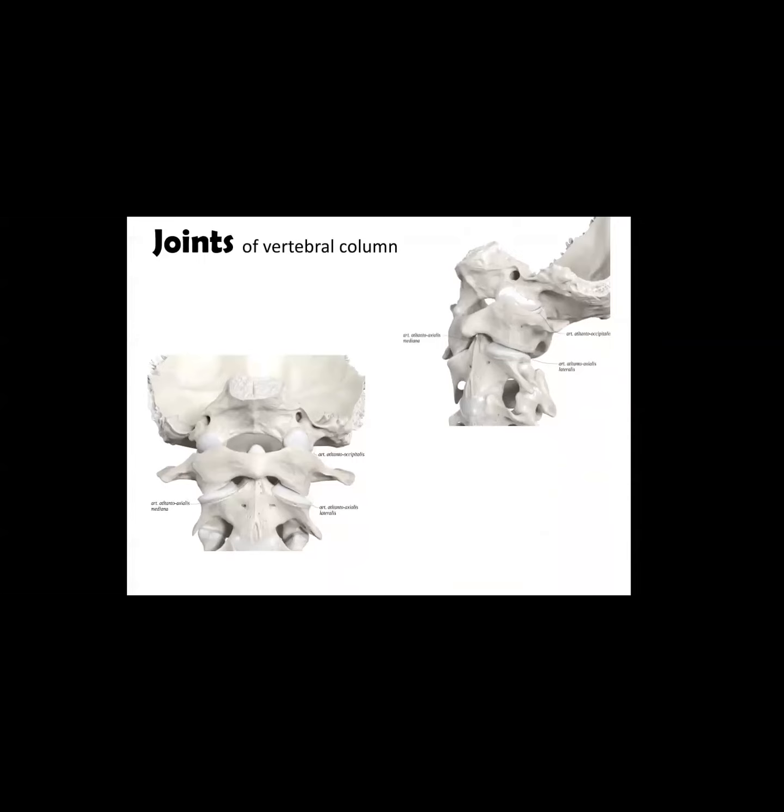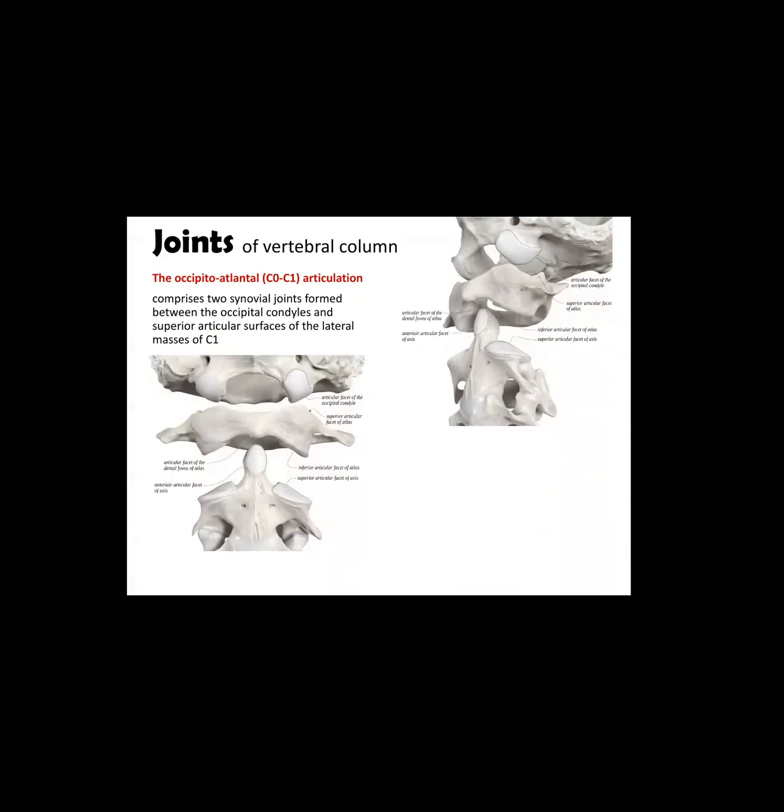Joints of the vertebral column. The occipito-atlantal articulation comprises two synovial joints formed between the occipital condyles and the superior articular surfaces of the lateral masses of C1. The atlantoaxial articulation comprises four joints: two lateral joints between the lateral masses of C1 and C2, and two median joints, between the dens and the anterior arch of the atlas, and between the dens and the transverse atlantal ligament.